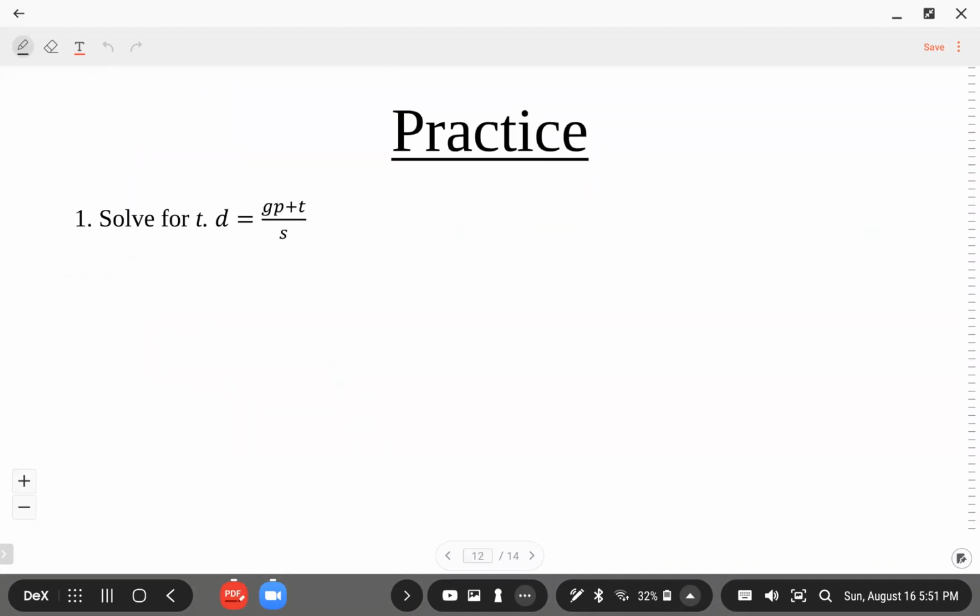Well then, let's move on to some practice problems. Number one is solve for t. Just isolate t on one side and all the other variables. Actually, there aren't any numerals in this equation. So please try and solve for t, and rearrange this equation.